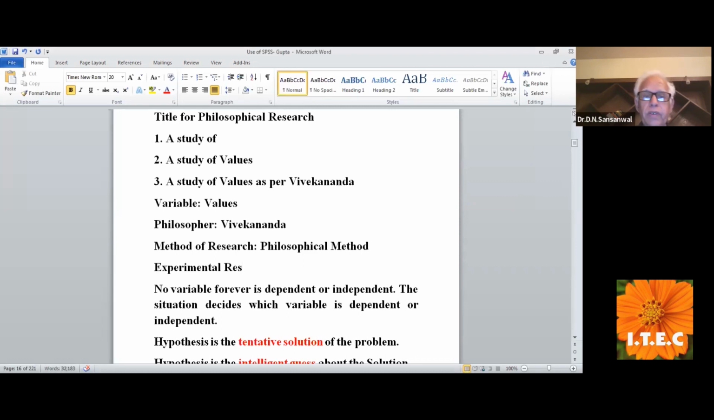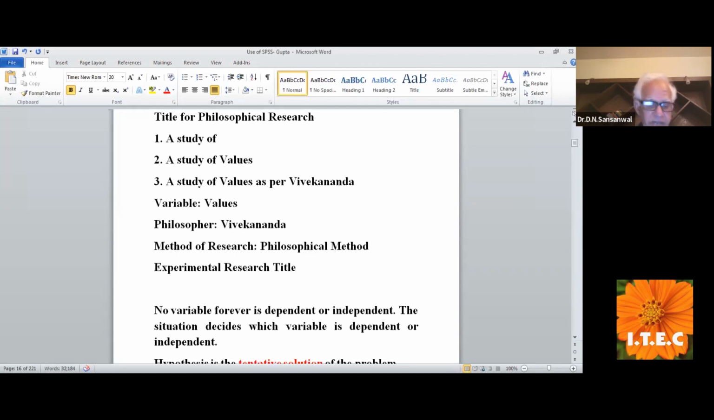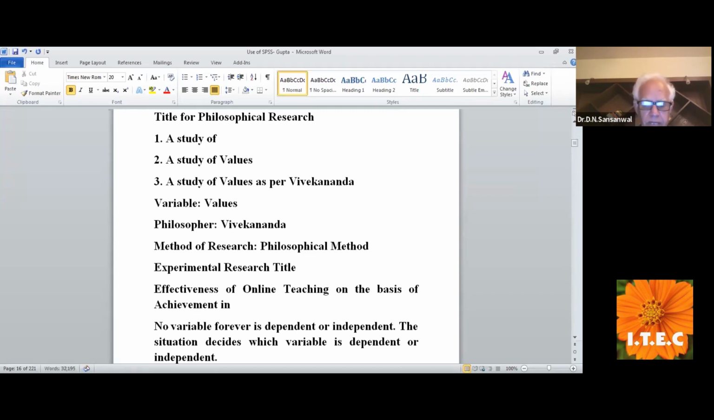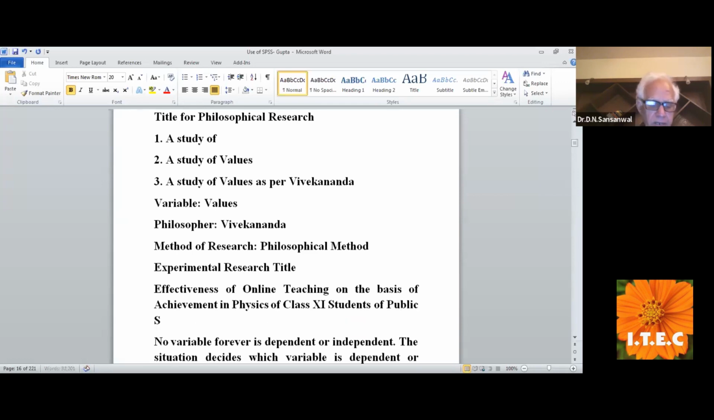Experimental research. Effectiveness of online teaching on the basis of achievement in physics of class 11th students, 11th students of public schools of Jaipur.